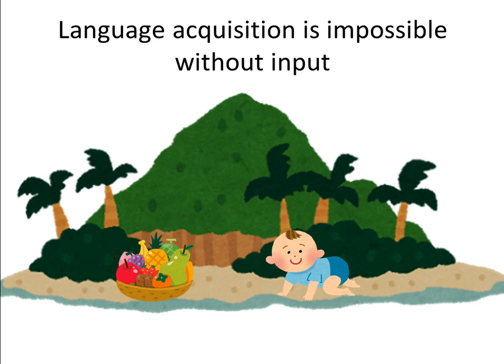Language acquisition is actually impossible without input. Let's say this is an isolated island, and only this baby lives on this island. There is plenty of food, and no animals attack the baby. Let's say animals actually help this baby grow up.